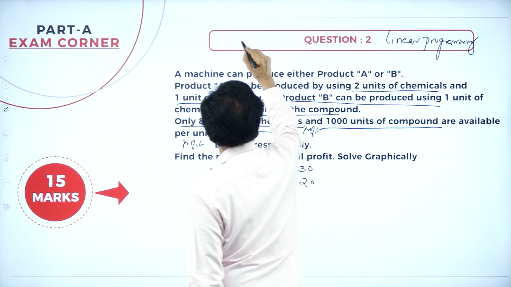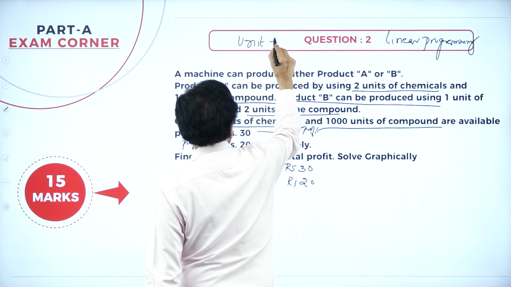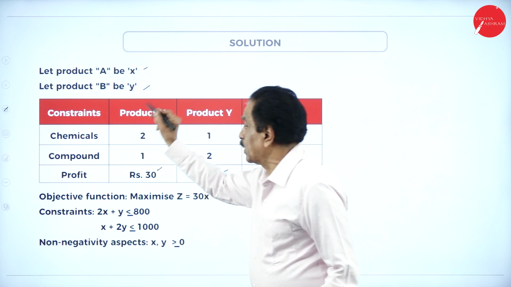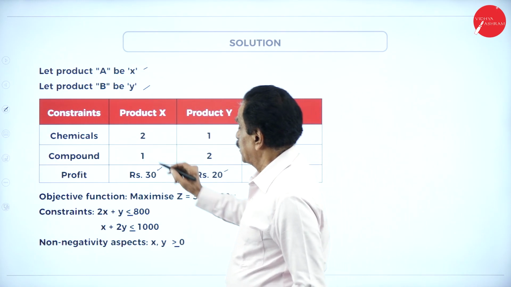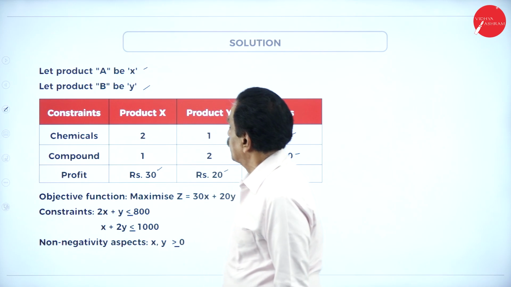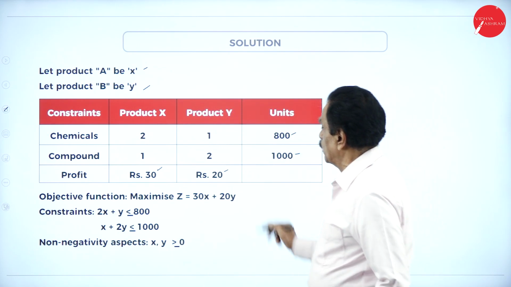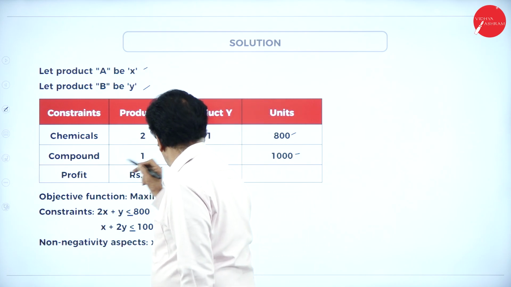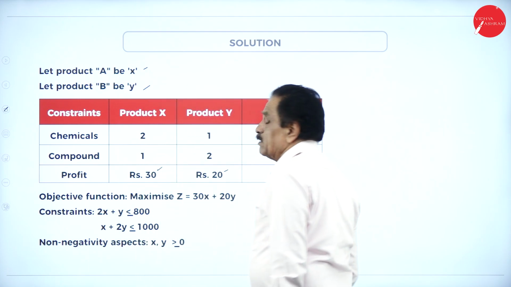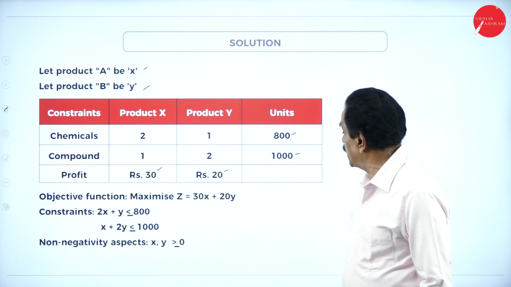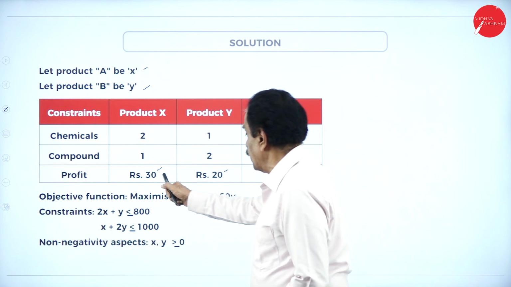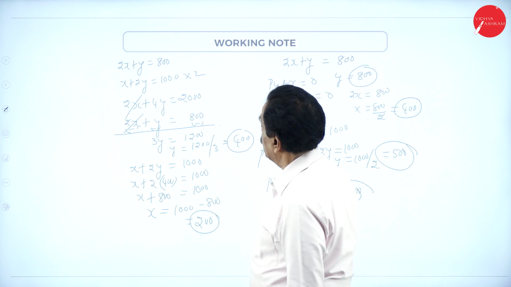This goes to unit 2. So this you have to construct very carefully. Product A requires 2 of chemicals, 1 of compound. Product B requires 1 of chemicals, 2 of compound. The maximum units available is 800 and 1,000. So the profit is 30 and 38. I put it in a format.